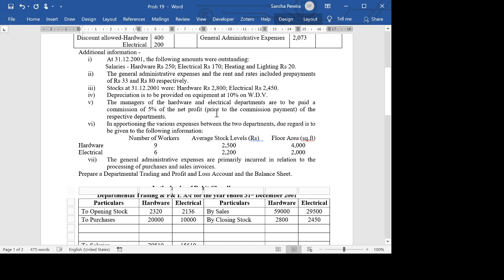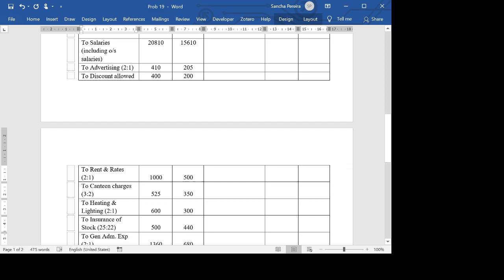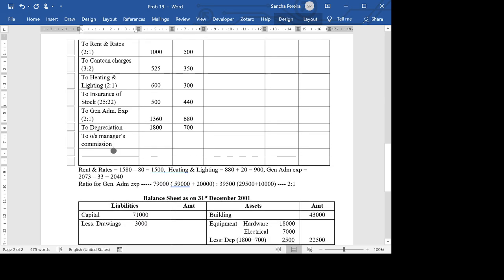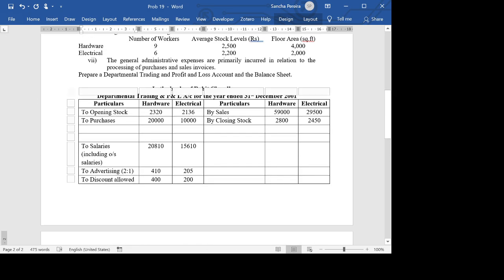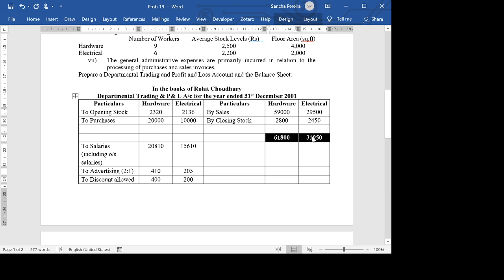The managers of the hardware and electrical departments are to be paid a commission of 5% of the net profit of the respective departments. Now, we don't know the net profit yet. So first we will have to do the entire calculation, calculate gross profit, check how much is the net profit, and then pay off that commission. So this total here comes to 61,800. This side we have 31,950.